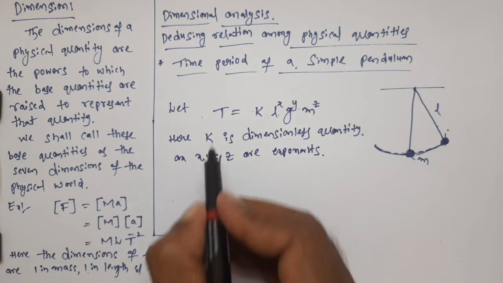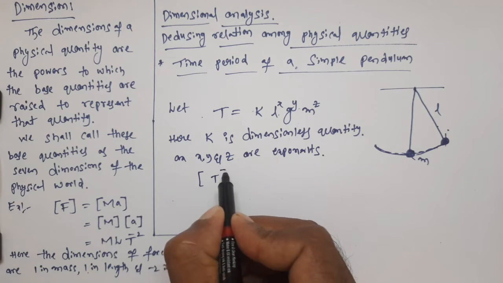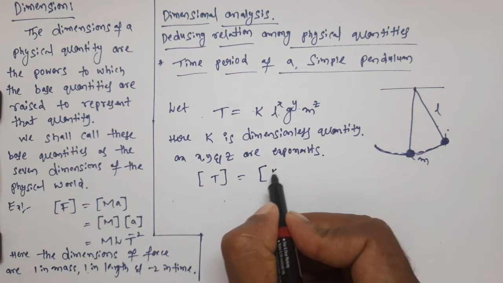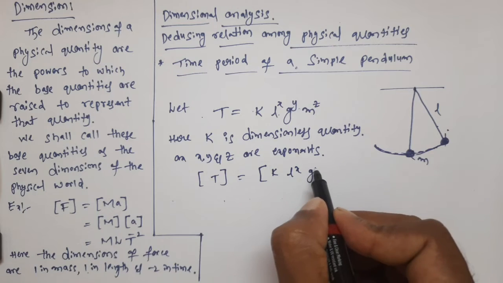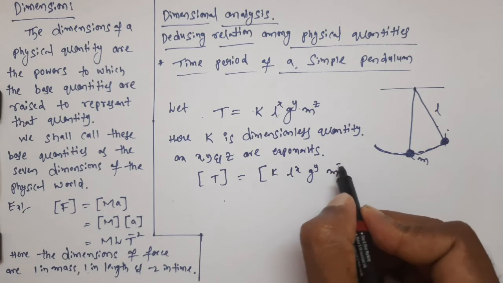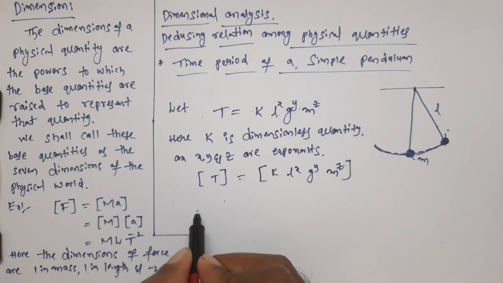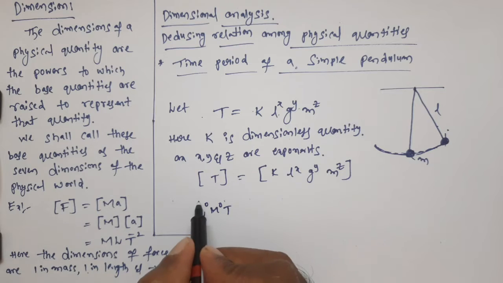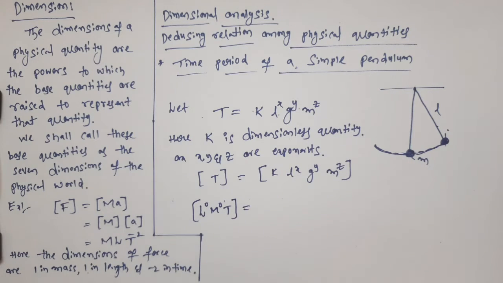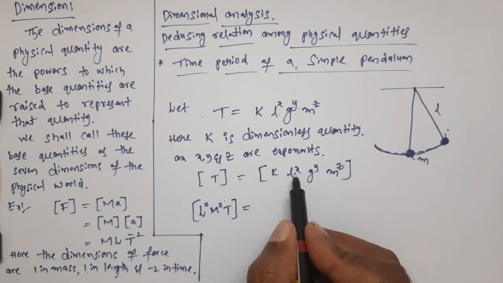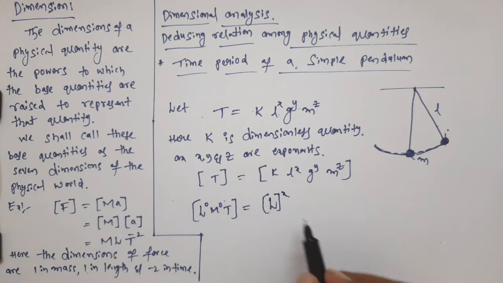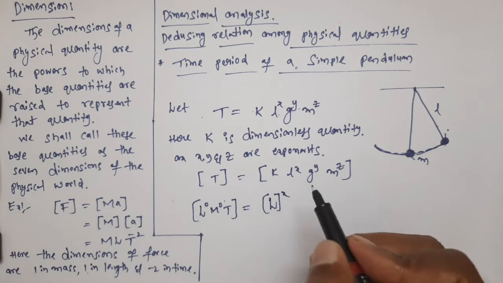Now take both sides' dimensions. Take t on this side, and take k L power x, g power y, m power z on the other side. The left side can be written as L power 0, m power 0, t power 1. If there is 1, we need not write 1. We write it like this. And for k, do we get any dimensions? No, we get 0, right? Now for L, individual letters, right? So for length, L whole power x. And for g, meaning acceleration, acceleration due to gravity.